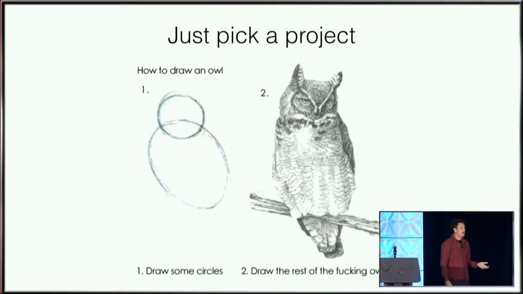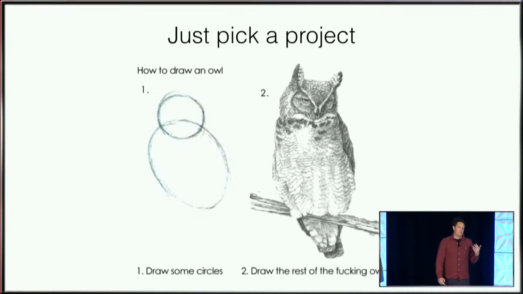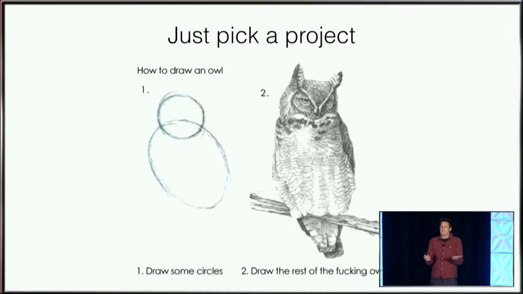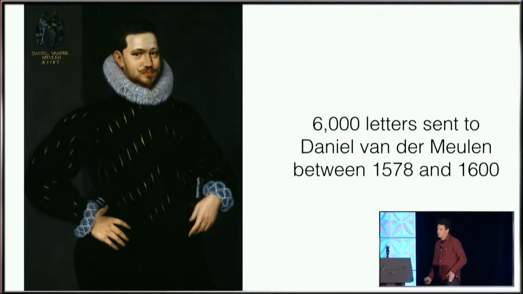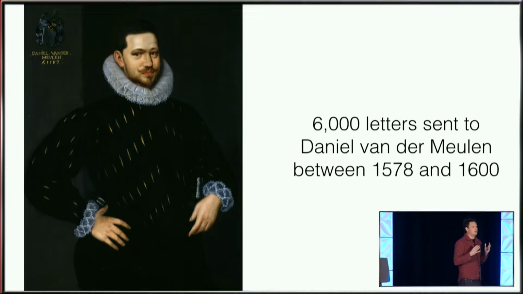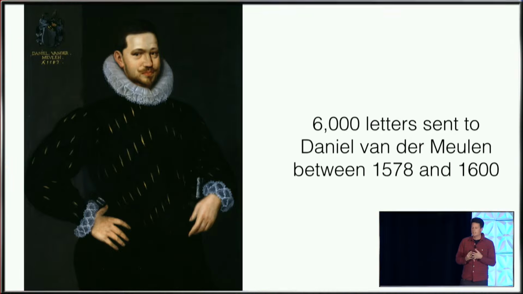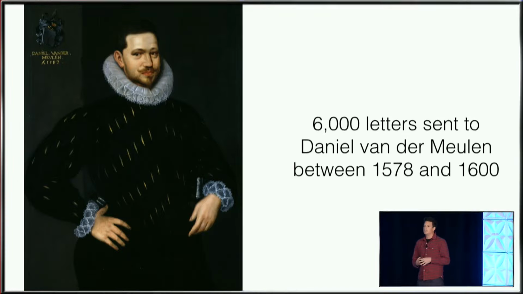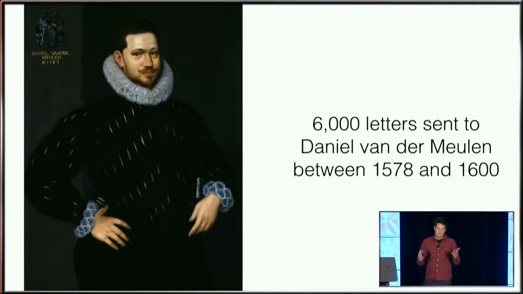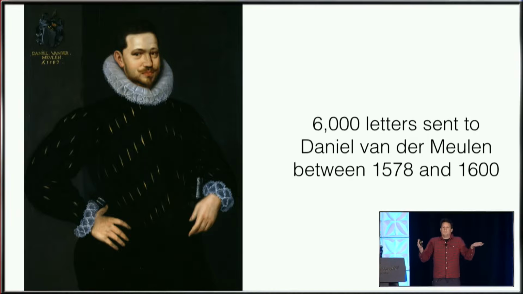So I said, okay, I think I have a project that would be a project. I have in the archives over 6,000 letters that were sent to merchant Daniel van der Molen over a period of 22 years from 1578 to 1600. And I said, okay, I could probably map these.